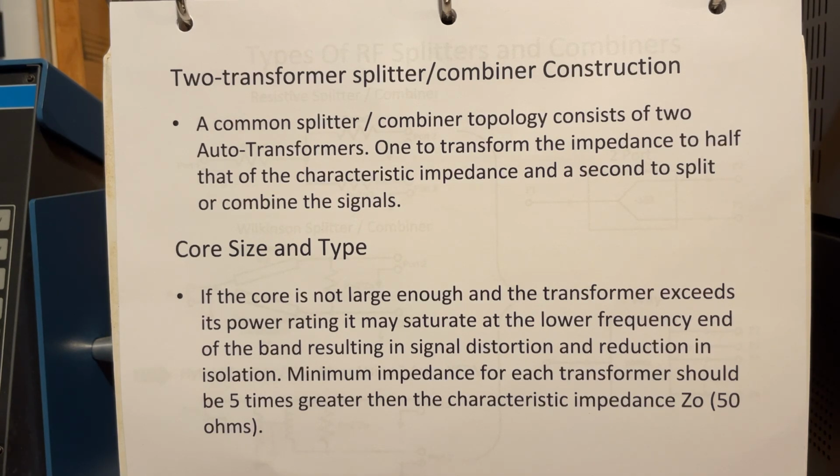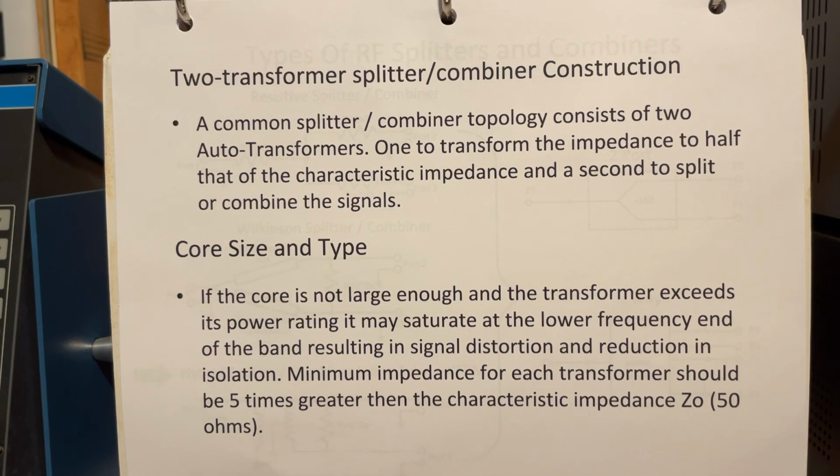So basically, we have a common splitter combiner that consists of two auto transformers. One basically transforms the impedance from 50 ohms to 25 ohms, and the other transforms the impedance from 25 ohms back to 50. So we talked about the core and the size of the core.